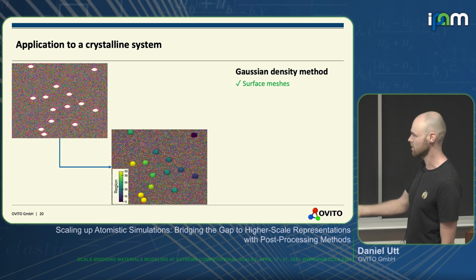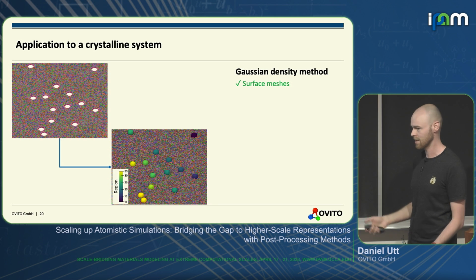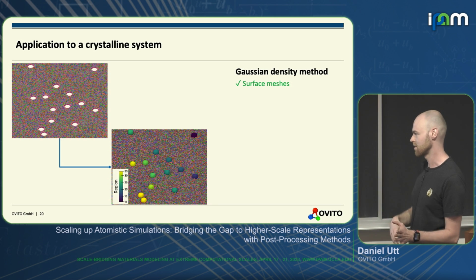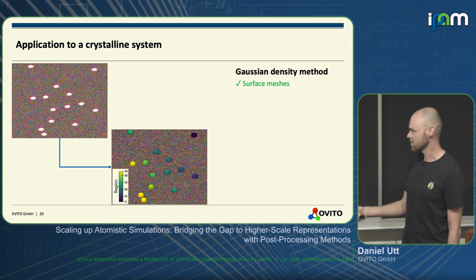Here we have our starting configuration again. If we now run the Gaussian density method, we can see we still get the surface meshes. They look the same. It's usually a good sign, because that means you didn't break code that already existed. And we also now see that they are actually identified as separate subvolumes.